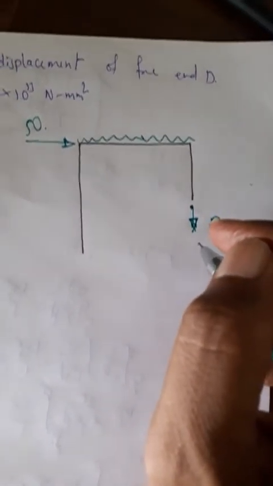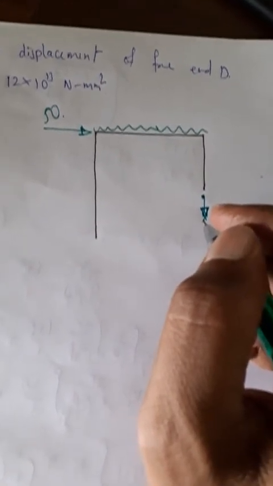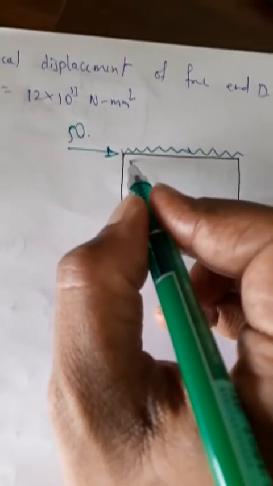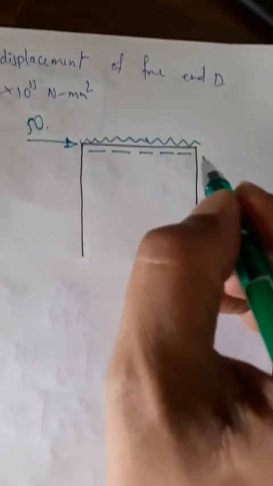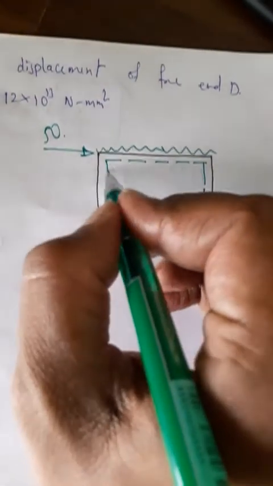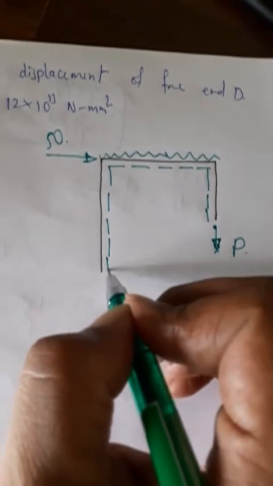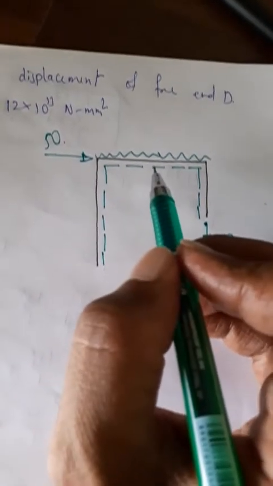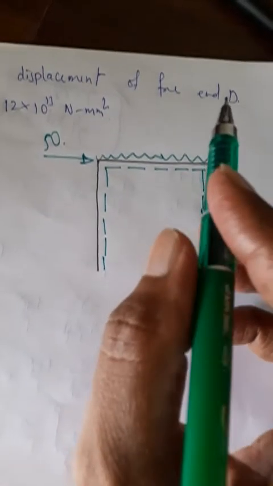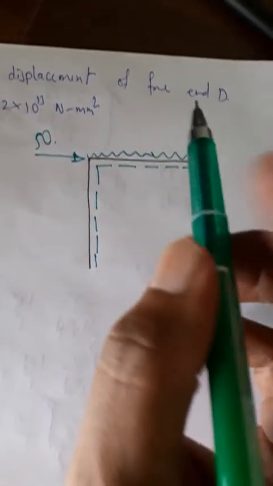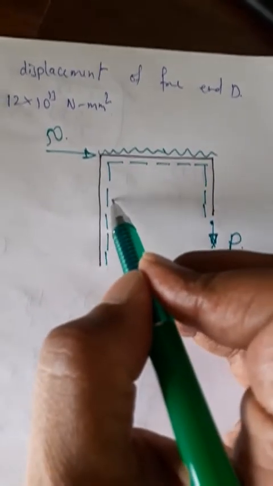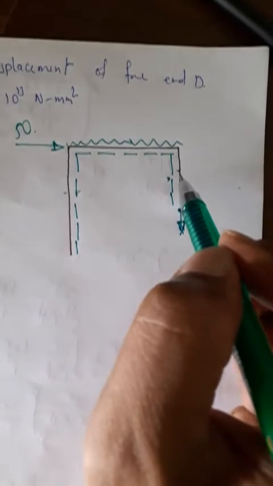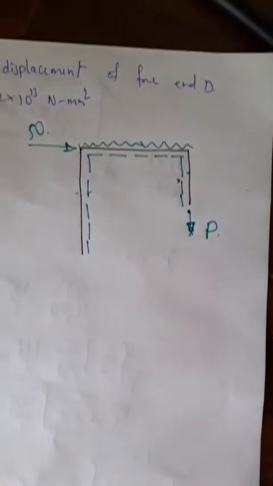Now how to decide which will be positive moment and which will be negative moment? Always sagging moments are positive, hogging moments are negative. For this I will find a simple term. Simply draw a dotted line inside the frame. Any force, if it causes bending moment, tension on the dotted line side, that moment or force is taken as positive. If it causes tension on this side of the beam, I am going to consider that as positive. This is the simple thumb rule.